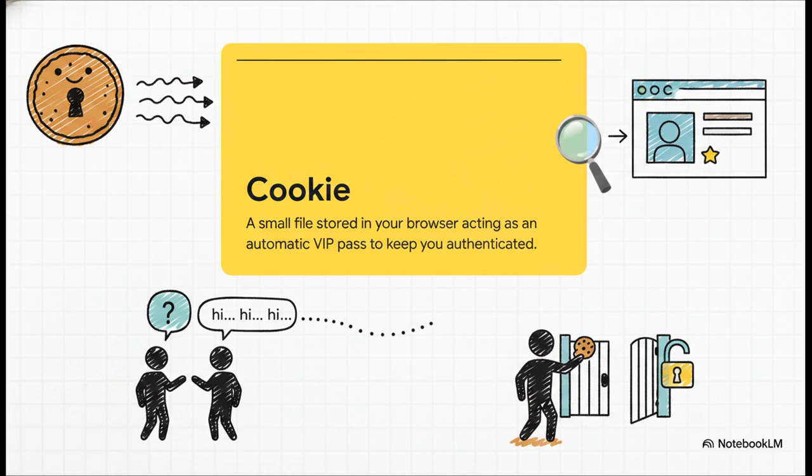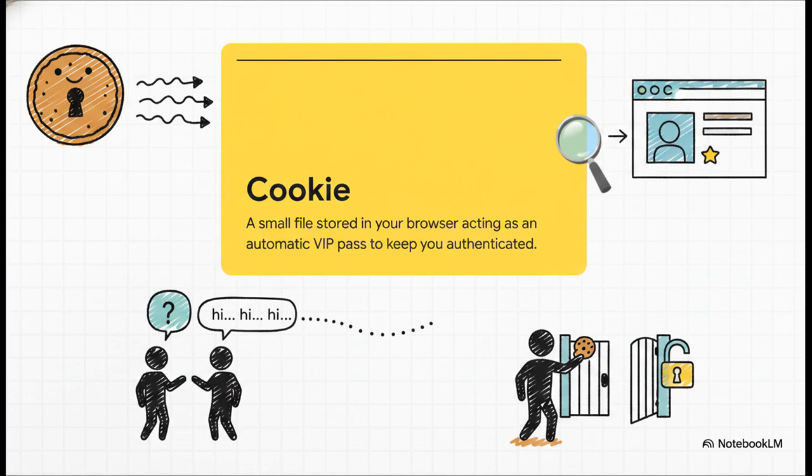You see, the underlying protocol of the web, HTTP, is entirely stateless. That means every single request you make is treated as a brand new interaction. Our source material actually compares it to having a conversation where before every single sentence you have to completely reintroduce yourself, kind of like the movie 50 First Dates.